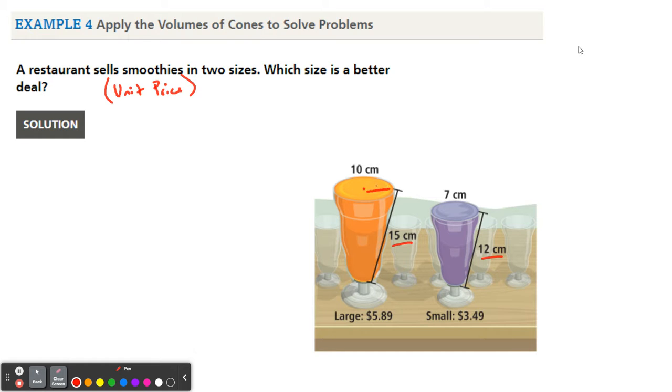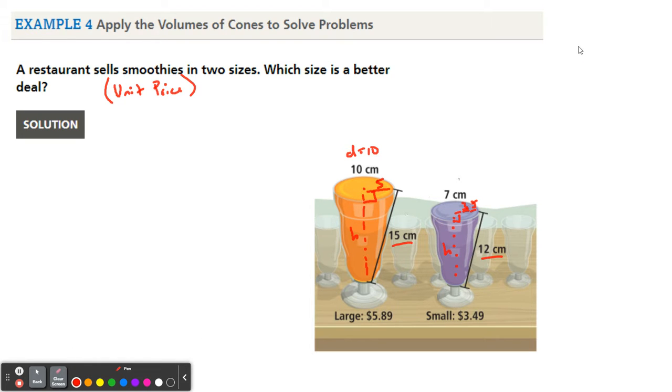So this would be the radius, and the radius here is 5, because I'm assuming that this diameter is 10. Again, that's not a very good picture there, so we're going to assume the diameter is 10 and the radius is 5. But then the height that we need is this perpendicular height. Same thing with the small smoothie. I'm going to assume the radius is 3.5, but then we need to find that height as well.